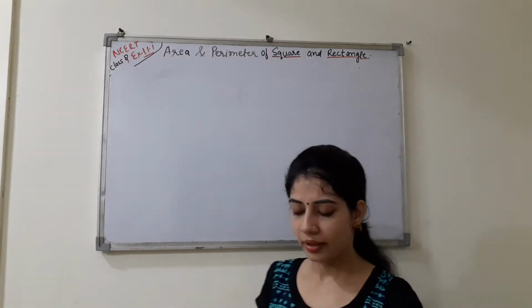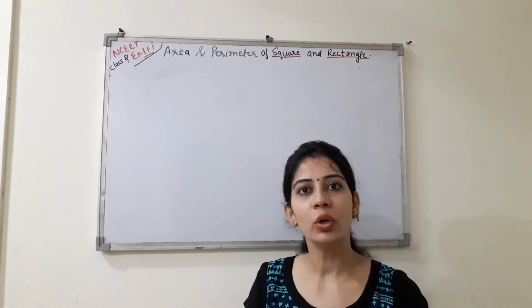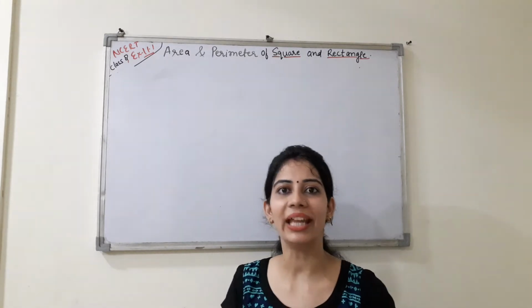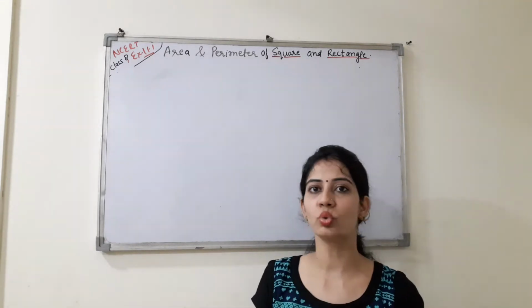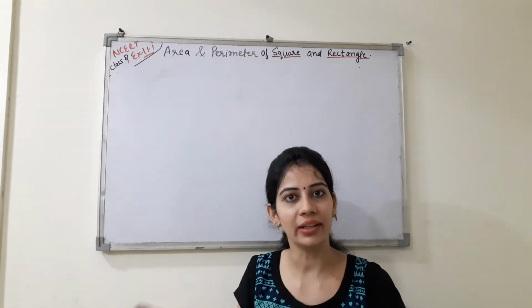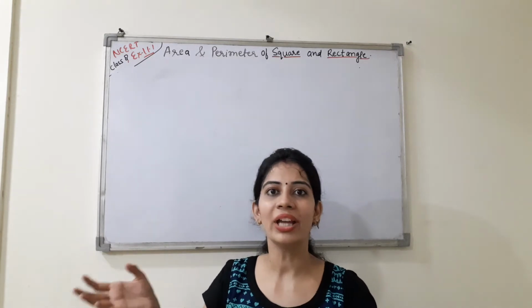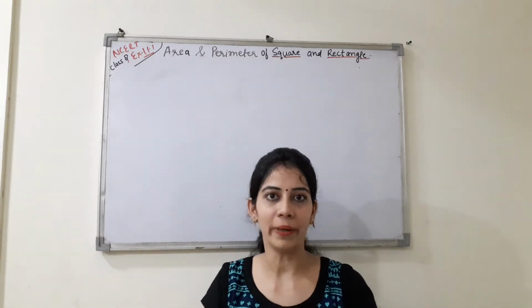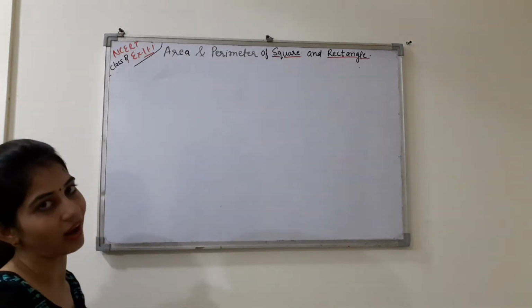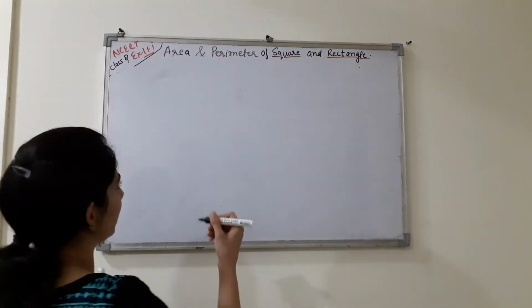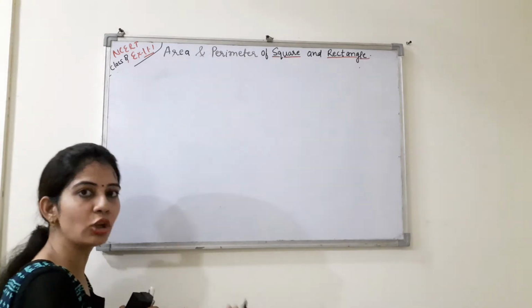So now, first of all, we will learn what the difference between area and perimeter is, because sometimes the question does not directly say what we have to find, area or perimeter, right? So first we should know what the area and perimeter of any geometrical shape or object is, right?